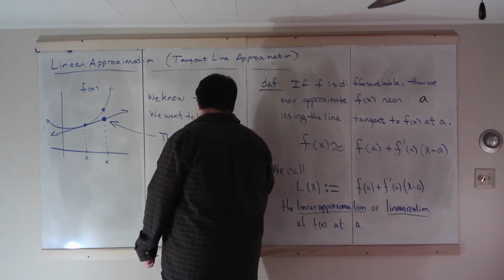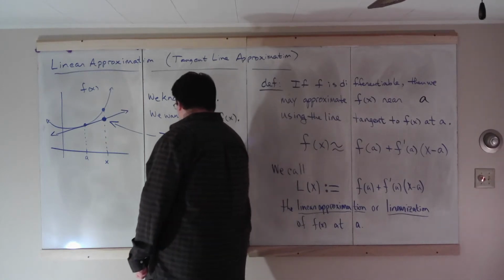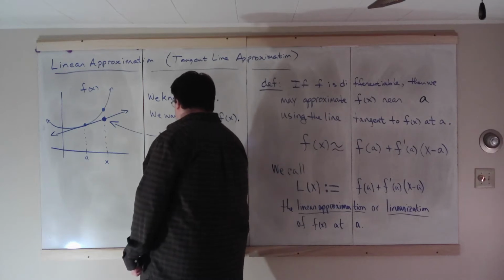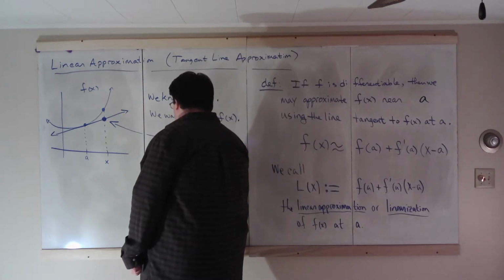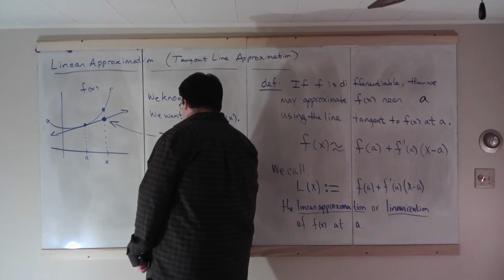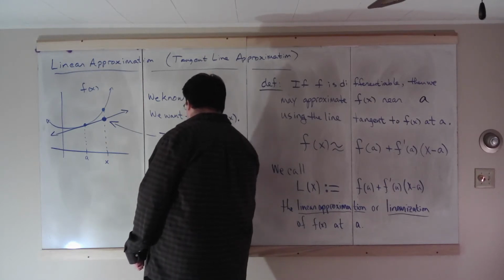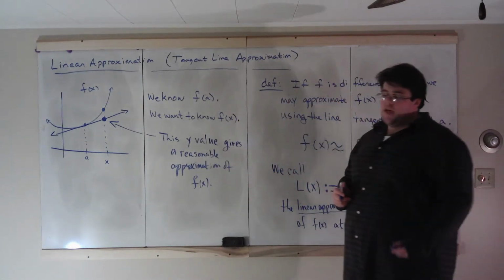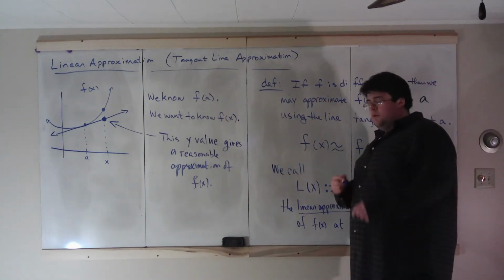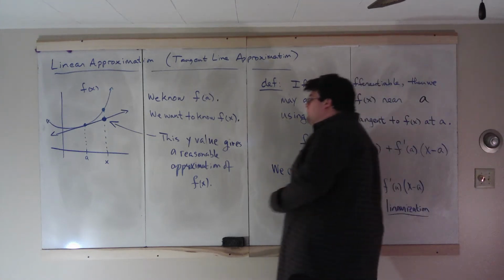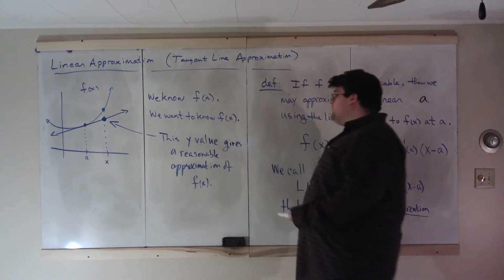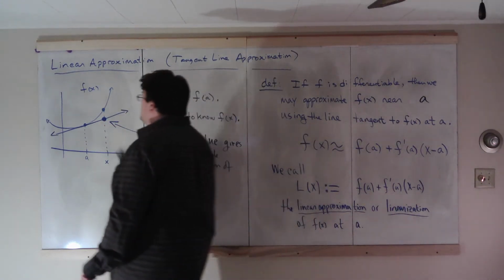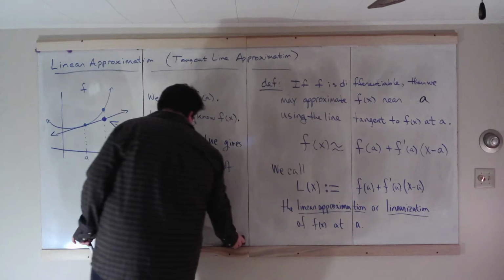This y value gives a reasonable approximation of f of x. If x is close to a, it gives a pretty good approximation of f of x. F of x meaning this y value. So maybe I'll just call this function f. I shouldn't have said f of x there.